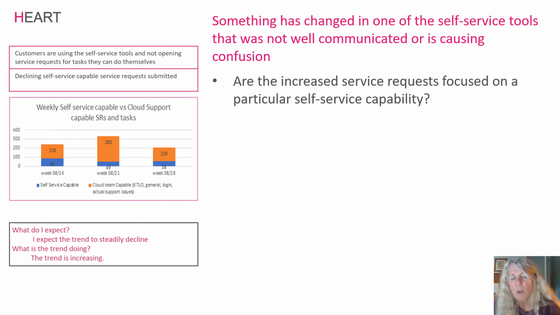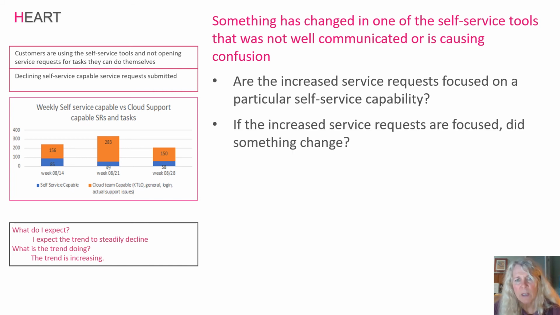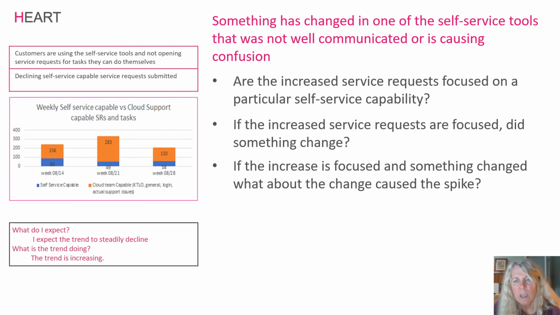And so the next thing that they would do is, if that's their hypothesis, they would go out and say, okay, I need to look at the service requests and see if there's anything in common with these service requests. Are they focused around a specific tool or capability? And if the answer is yes, then they can go to that team and say, hey, did you guys change something with, let's just say, the IAM role provisioning tool? They can go out and talk to the team that owns that tool and find out if something changed that is causing confusion.